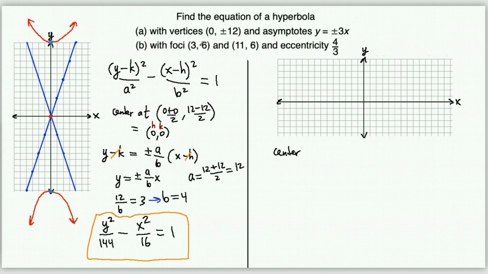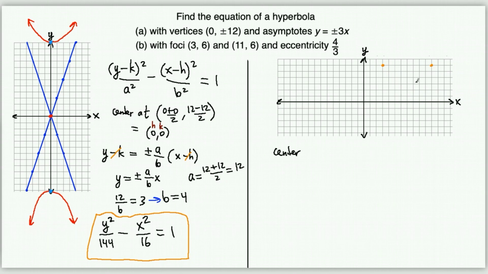So notice that the foci are (3, 6) and (11, 6). Let's plot them to see what they represent. So (3, 6): 1, 2, 3, 4, 5, 6. That's one focus. The second one is (11, 6): 4, 5, 6, 7, 8, 9, 10, 11, and the same y coordinate, 6. So there go our foci, right?